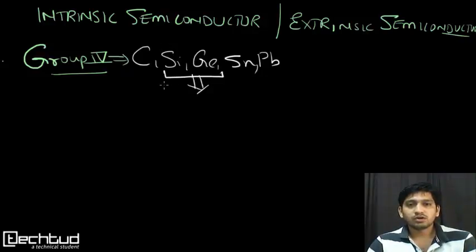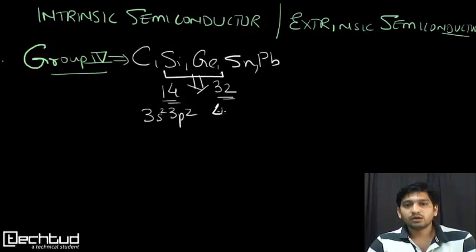So silicon is having atomic number of 14, germanium is having atomic number of 32, and we have seen that the valence band consists of 3s2 3p2, and in germanium the valence band is 4s2 4p2. The extrinsic semiconductor is nothing but when we dope this silicon and germanium with other impurities.